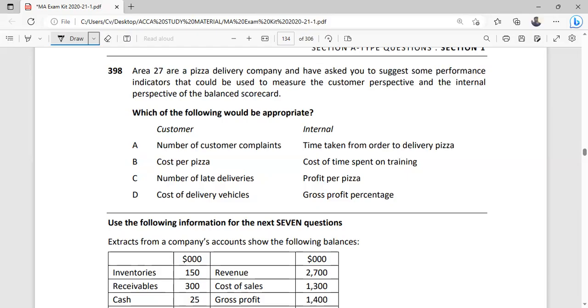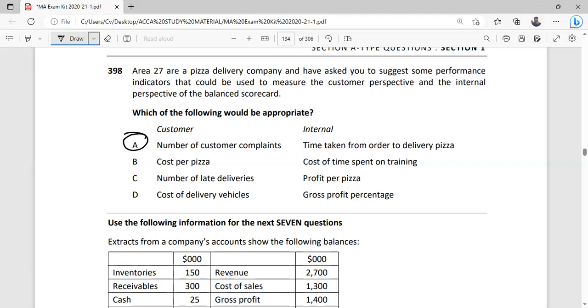Number of late deliveries is a customer perspective. Cost of delivery vehicle is an internal perspective. Then we have time taken from order to delivery of pizza, which is completely an internal perspective. Cost of time spent on training is not relevant to the customers. Profit per pizza is a profit measure. Gross profit percentage is a profit measure.